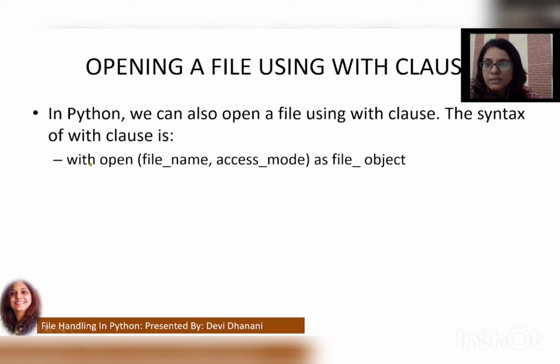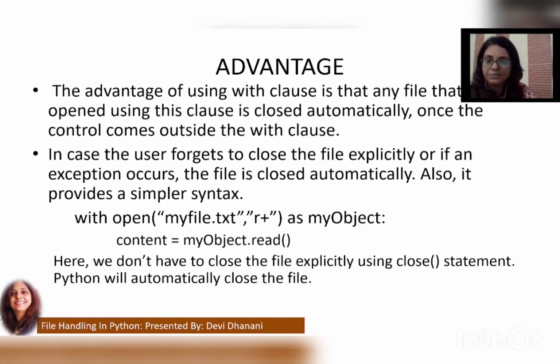Now there is an extra additional clause given over here which is called the with clause. Using the with clause also we can open the file. How do we do that? Specify the with keyword, open function, specify the file name, the access mode, and using the as keyword specify the file object. Now how do we do this? Let's have a look. Use the with keyword, write open, specify the file name, specify the mode, and write as the name of the object. Once you have created the object, you can use the read method again to read the content.